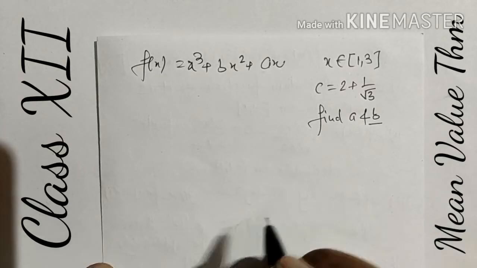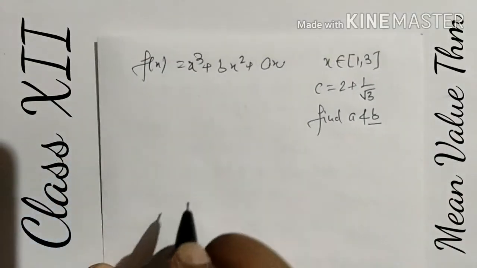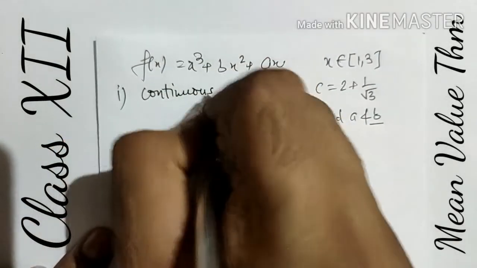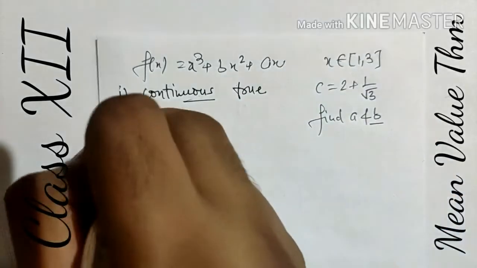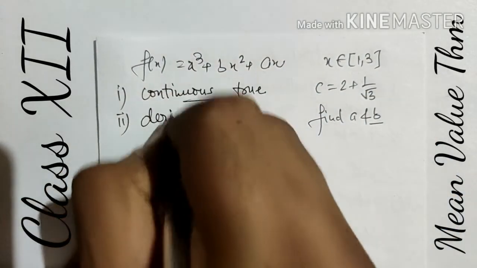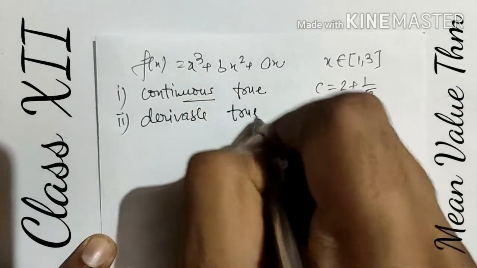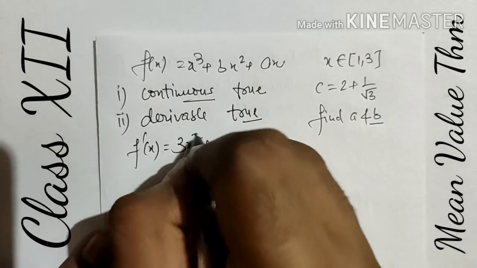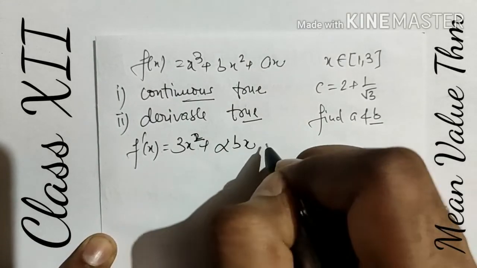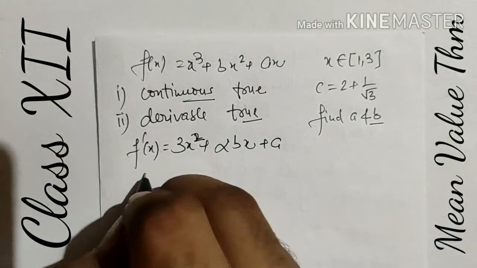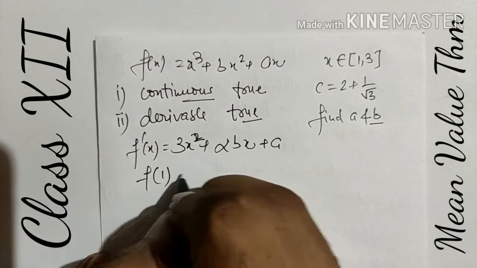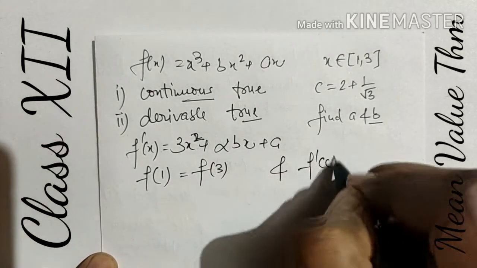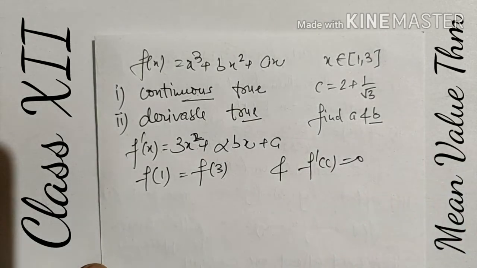It is already mentioned Rolle's theorem holds. It means Rolle's theorem is applicable. So the first condition and second condition are already true. First condition, continuous, is already mentioned as true. Second, derivable, is also true. But we take the derivative here, it becomes 3x square plus 2bx plus a. As Rolle's theorem is given, it means these two values are the same, and f dash c is also 0.